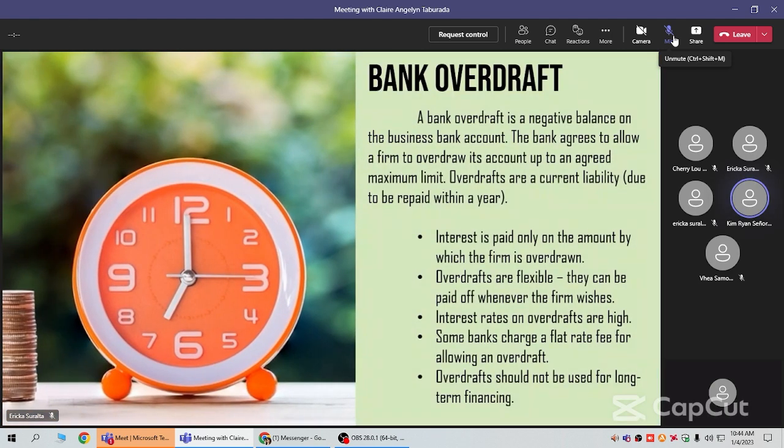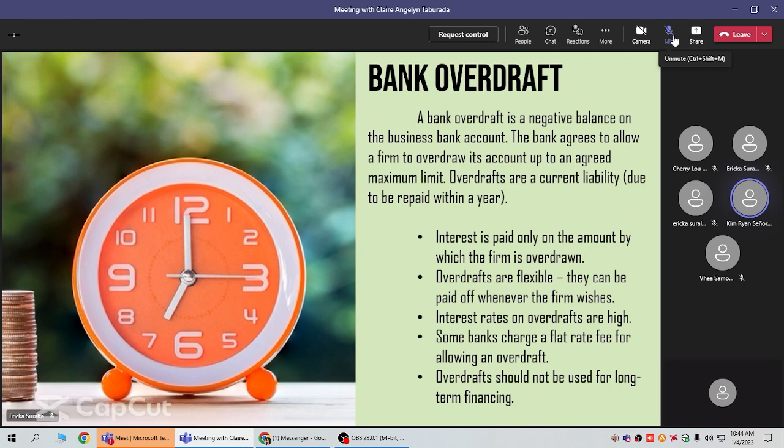So a bank overdraft is a negative balance on the business bank account. The bank agrees to allow a firm to overdraw its account up to an agreed maximum limit. Overdrafts are a current liability due to be repaid within a year. So bank overdraft simply means a line of credit that covers your transactions if your bank account drops to zero. So interest is paid only on the amount by which the firm is overdrawn.